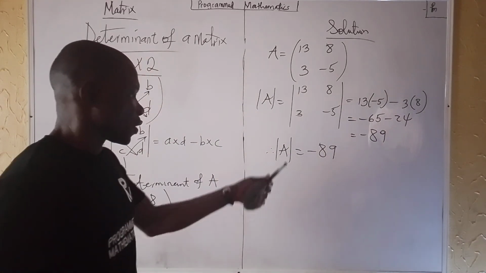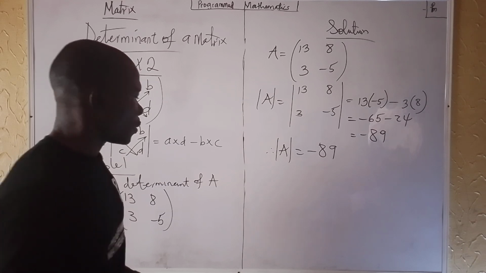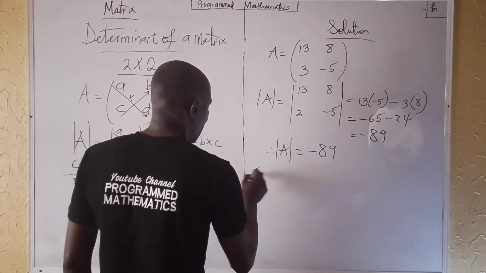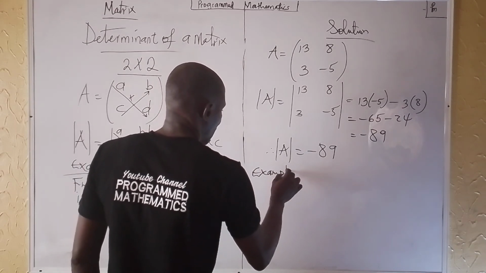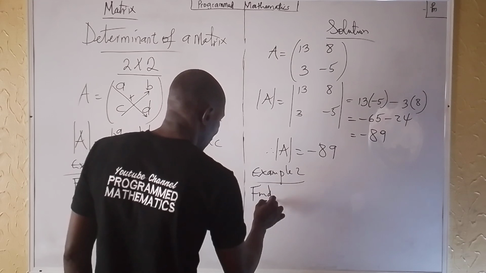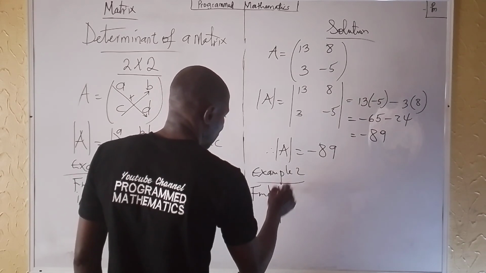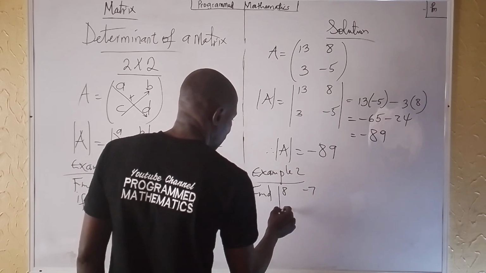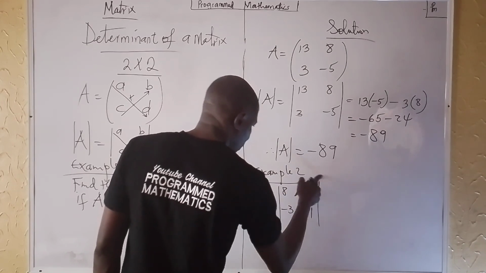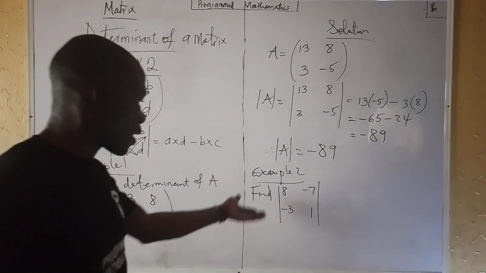So it doesn't matter whether it is positive or negative. It can be any type of number. Now what if the question simply asks you to do this? Example 2: this is what the question says, find this. You have, let's say, 8, minus 7, minus 3, and 1. Find this. Just this.